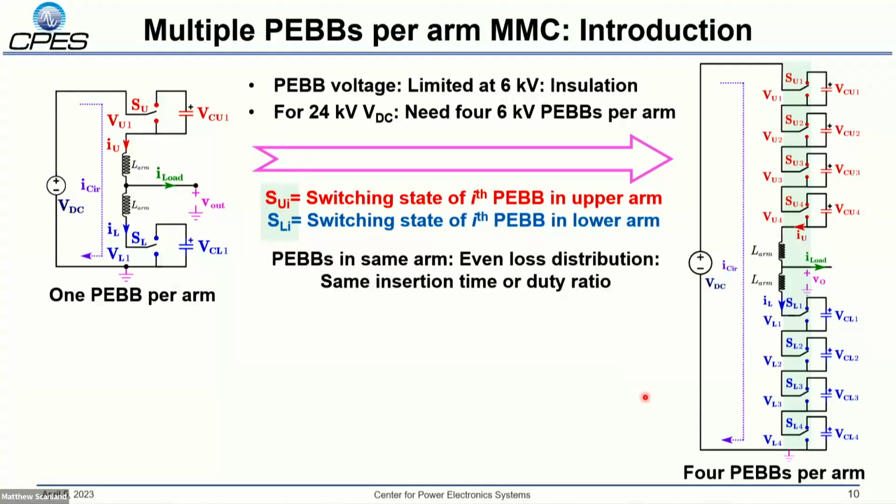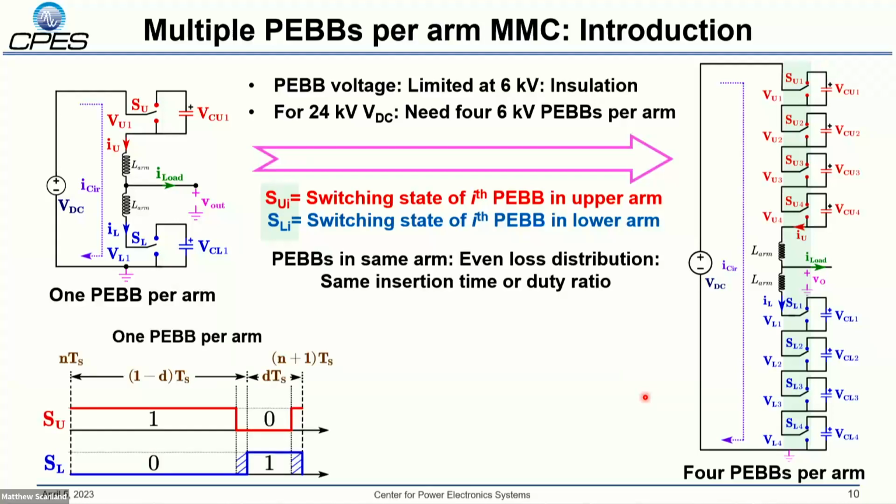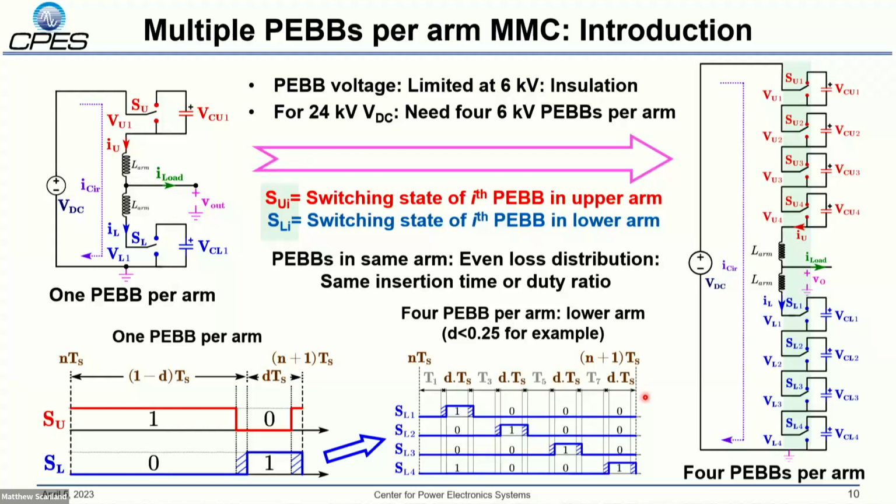And the idea here for distribution within the PEBB itself is that for PEBBs within the same arm, we would like to maintain even loss distribution, and then we maintain the same insertion or duty ratio. So here, for example, I'm showing one PEBB per arm gating, which we showed in the last slide. And if I have to scale it up for 4, I can just interleave them. And this is for D less than 0.25. For others, we have solved it, but I'm not showing this in this presentation.